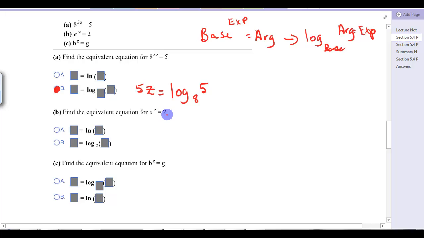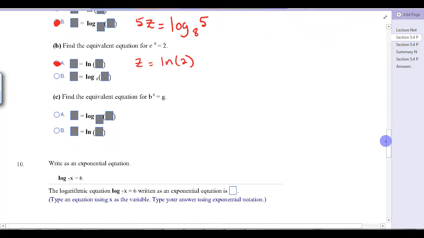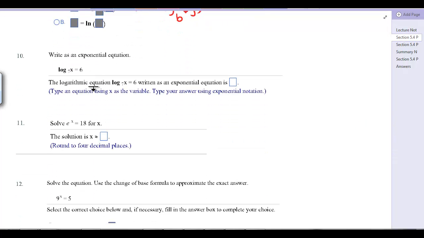All right, B part. e to the z equals 2. We're going to choose the ln one because the base is e, and we will have z equals ln of 2. All right. C part, find the equivalent for b to the z equals g. All right, again, we're going to choose the log one because we don't have e as a base, and we are going to have z equals log base b of g. Okay.